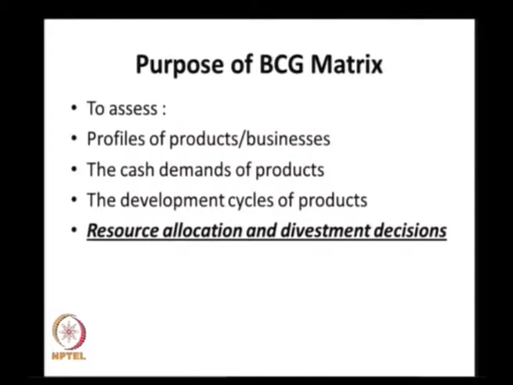This, as I said before, is to assess various businesses or various product lines and the cash behavior of each of these businesses and product lines, whether they are generating cash or consuming cash. And based on this, how we can allocate the resources. There is no point in allocating extra resources for a firm that is in the dog category.